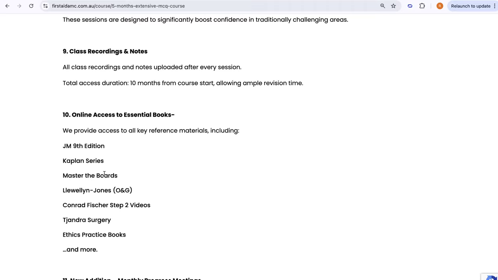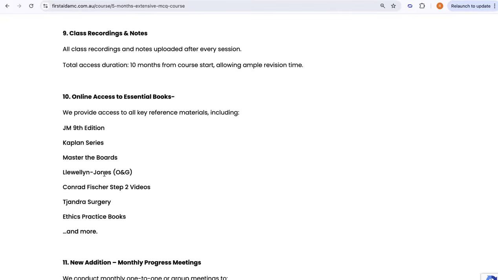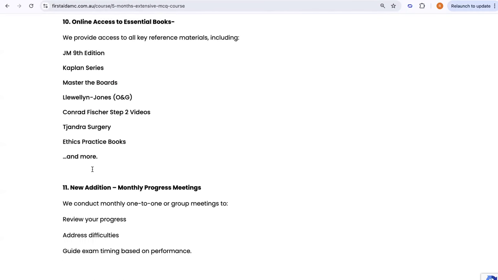As I said, you don't need to buy anything. All the soft copies of the books will be given to you. We still haven't got the ninth edition soft copy. It's not available anywhere. Once it becomes available, we will give you that.